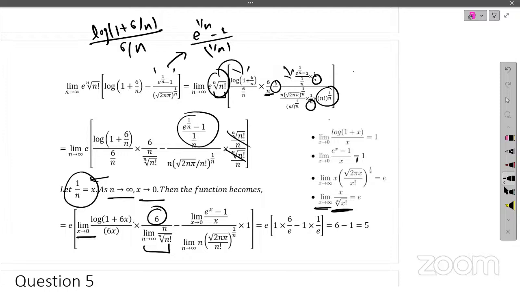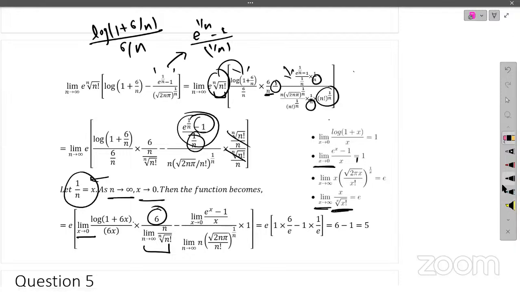Here also we have 1 by n, and we know the limit is in the form of x goes to 0. So here also we use our substitution, x equals 1 by n, and change our limit from n goes to infinity to x goes to 0. So it will become x goes to 0, e to the power x, since 1 by n is there, and minus 1 upon x, because 1 by n becomes x. So this limit we have evaluated.